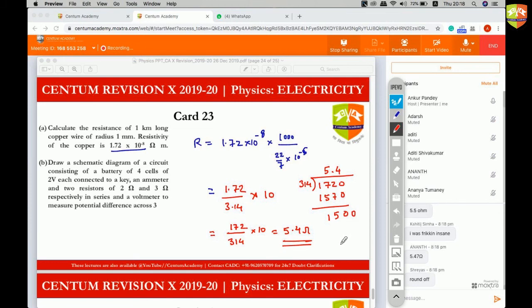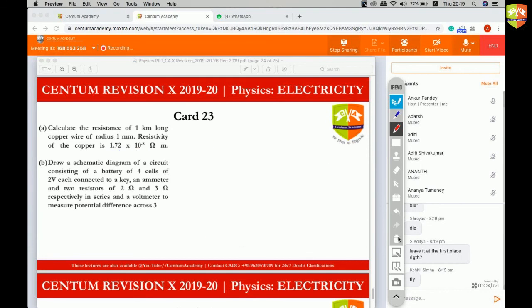Draw a schematic diagram of a circuit consisting of a battery of 4 cells of 2 volt each. So, cell 1, cell 2, cell 3 and cell 4. 8 volt you can write. Connected to a key, an ammeter, and 2 resistors of 2 and 3 ohm in series, and a voltmeter to measure potential difference across the 3 ohm. So suppose this is 2 and this is 3. It is here where the voltmeter will be connected. And closing the circuit. Sure. Clear?